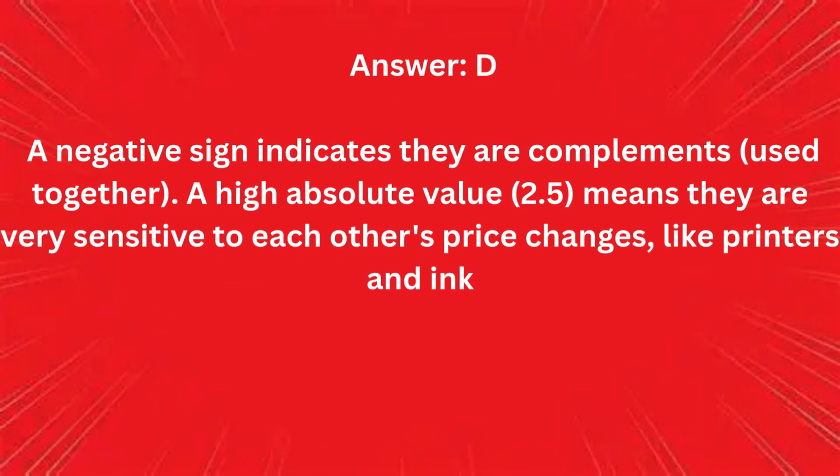Answer. D. A negative sign indicates they are complements used together. A high absolute value, 2.5, means they are very sensitive to each other's price changes, like printers and ink.